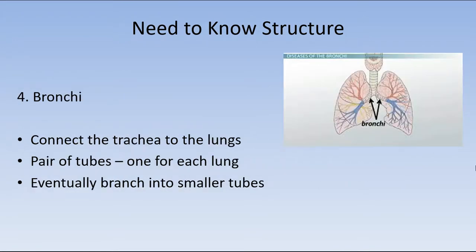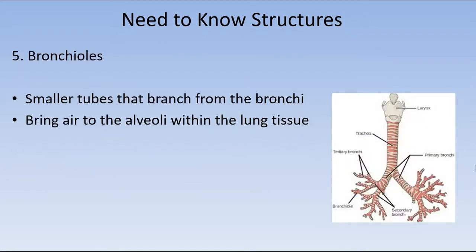Branching off from the trachea, we have the bronchi, so one going to each of the lungs. These will eventually branch off into even smaller tubes, known as the bronchioles. So these are the final part of the muscular tubes that bring the air to the site of gas exchange, specifically the alveoli of the lung tissue.